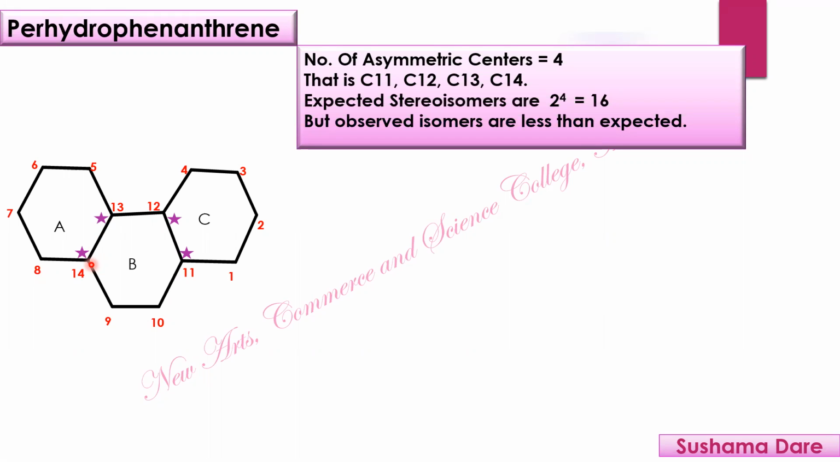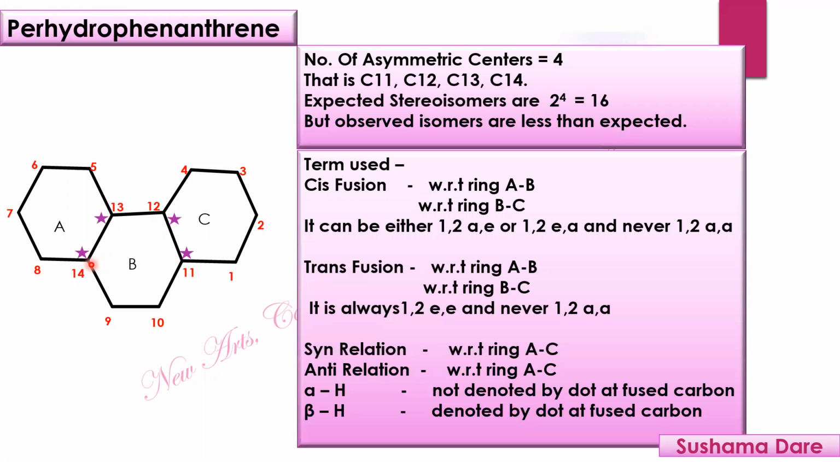The expected stereoisomers are 2 raised to 4. That is the formula generally we use: 2 raised to n, where n stands for the number of asymmetric centers. So 2 raised to 4 is equal to 16. But the observed isomers in this case are less than the expected number, that is 16. So the number of stereoisomers is less.